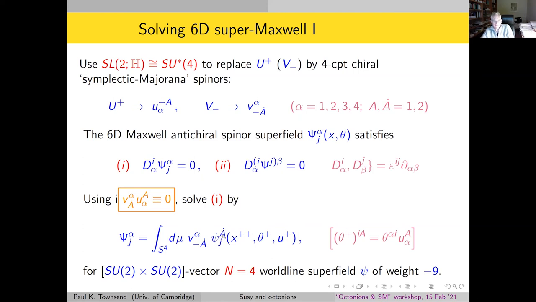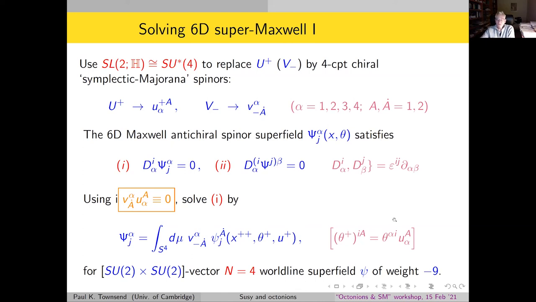And you see now this thing gets an SU2 index on it, but there's also an index here. So there are really three SU2s going into the game here. There's the two A's, but there's the I index here, the so-called Pauli-Gürsey SU2. Really the triality of the three SU2s. And so you see there are basically four components of this worldline superfield, but also what is theta plus? It actually has components IA, four of them as well. So you now have an SU2 cross SU2 vector N equals four worldline superfield of weight minus nine.